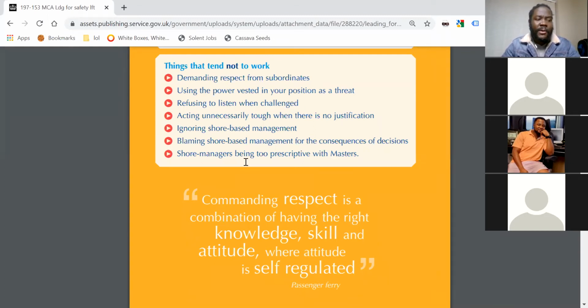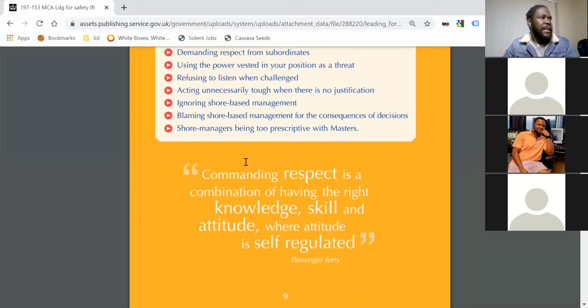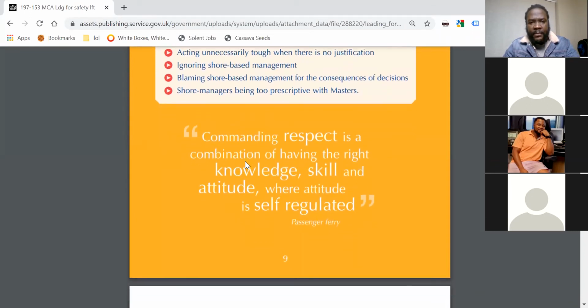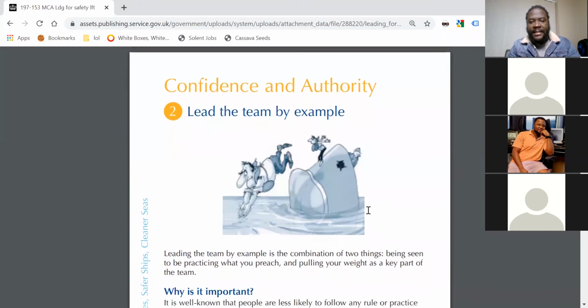The captain says this, and when the captain is there, they do what the captain wants. When the captain is gone, they say, "The old man is gone, let's do what we want now." So that doesn't help the captain, and it doesn't put respect on the officer of the watch as well. Maybe gossiping as well, gossip about people. There's no point. Only low people do that. So commanding respect is a combination of having the right knowledge, skills, and attitude, where attitude is self-regulated.